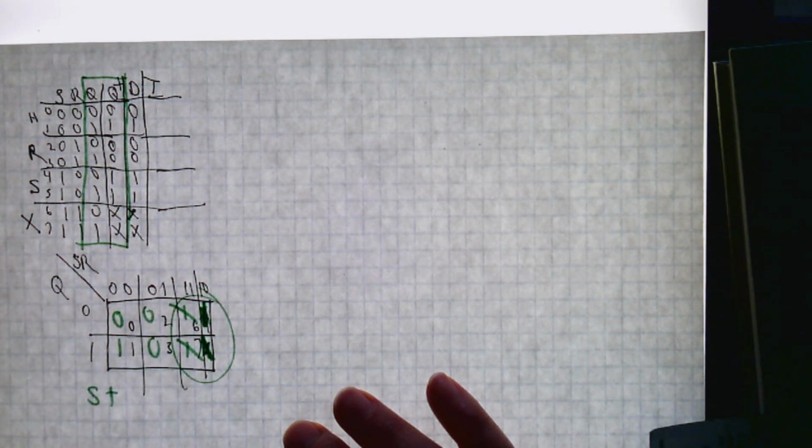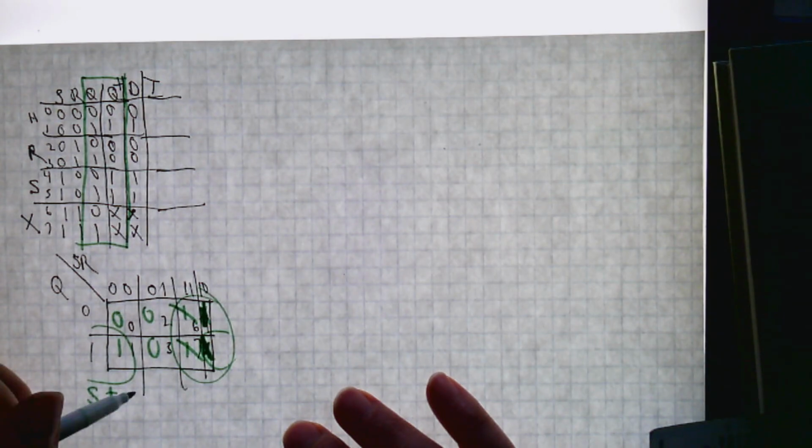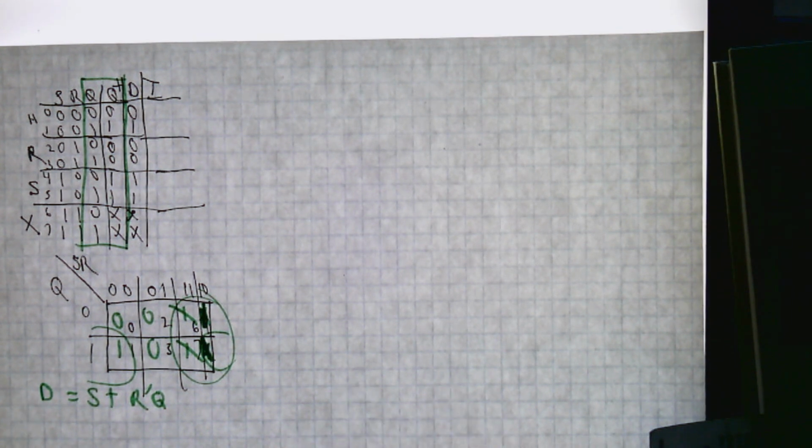Any other blemishes in my presentation here? My loop is still all right. It's still S. And then if I want this, I can go that way. And I guess we would call that R prime Q. So that's all right. That worked out somehow. How did that happen? I don't know. So D is equal to S plus R prime Q.